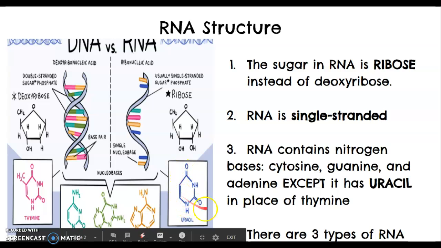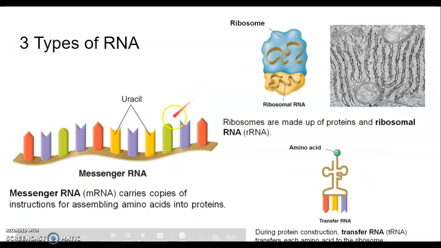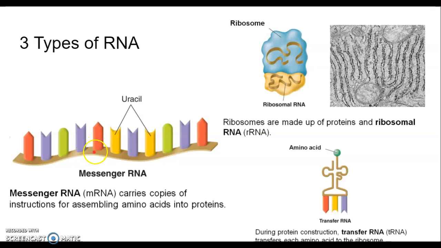And then there are 3 different types of RNA. So on the next slide, we're going to look at the different types of RNA. You have messenger RNA, which is abbreviated mRNA. Messenger RNA is going to carry copies of instructions from the nucleus to the ribosome.